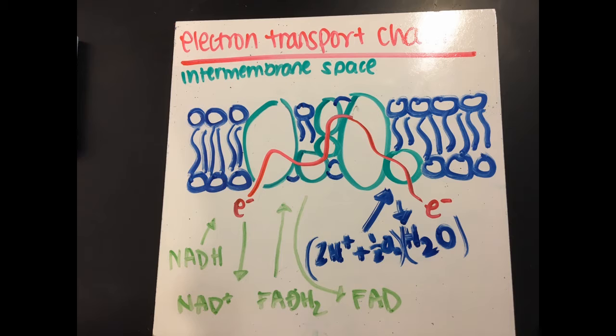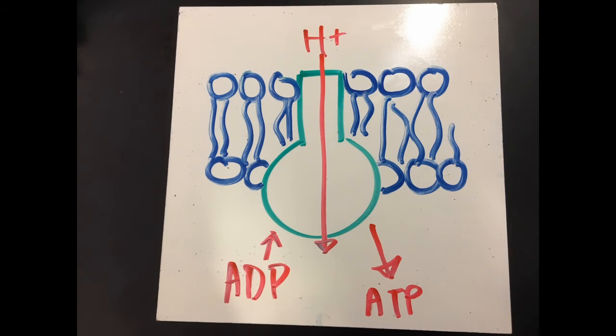Oxygen is waiting at the end of the electron transport chain to take in the electrons and hydrogens to create H2O as its waste product. Chemiosmosis is the final step in cellular respiration.